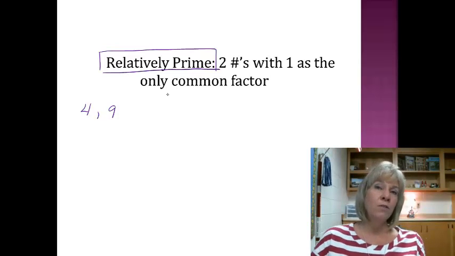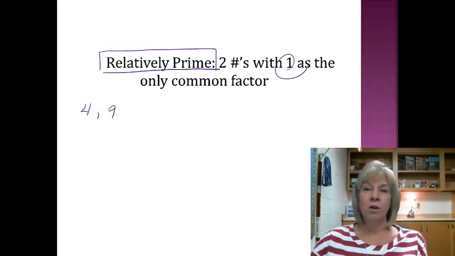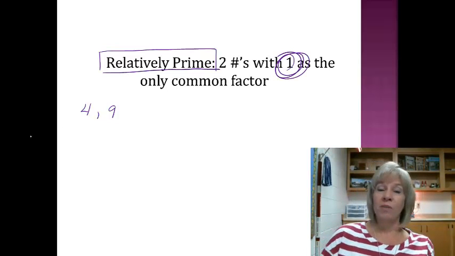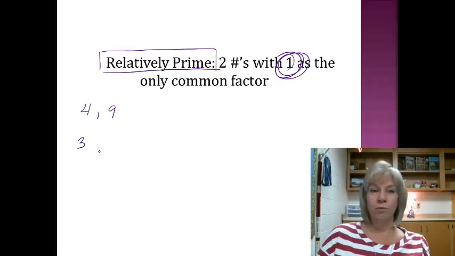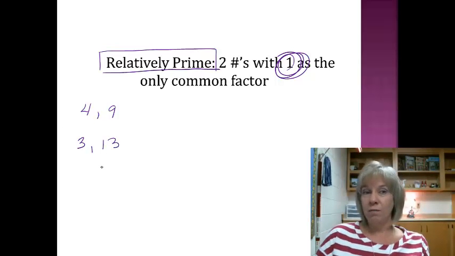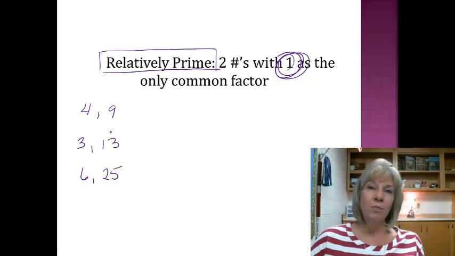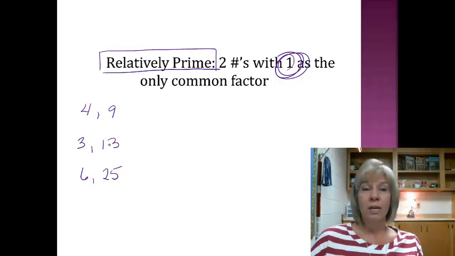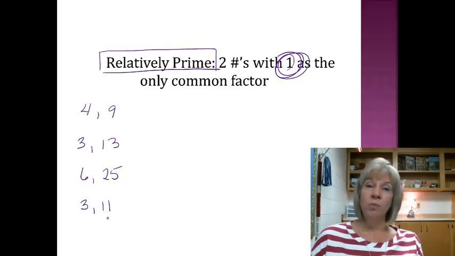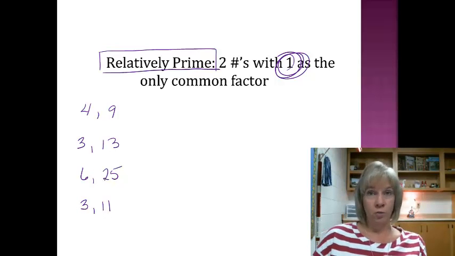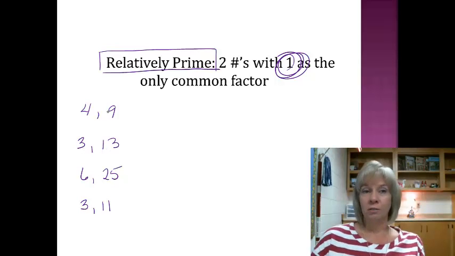Can you think of some other numbers that only have 1 as their common factor? 3 and 13, or 6 and 25. Now I want you to notice they don't have to be both prime numbers. Now they can be, like 3 and 11. Those are both prime numbers. But 6 and 25 aren't. 3 and 13 are. 4 and 9 are both composite numbers.